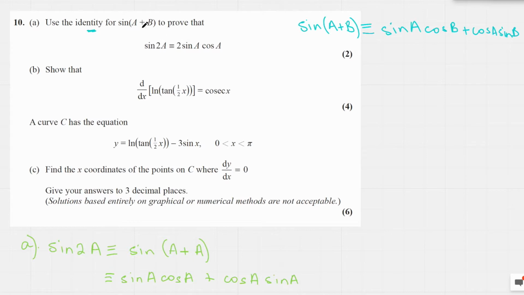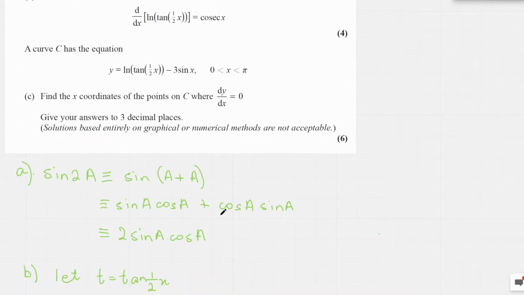I'm going to write sine 2A as sine A plus A, and then just replace B here, because now this angle is also A, so this one becomes A, and this one also becomes A. So we have sine A cos A plus cos A sine A. So these two are the same, so we can just write them as 2 sine A cos A. And that's what we've done here.